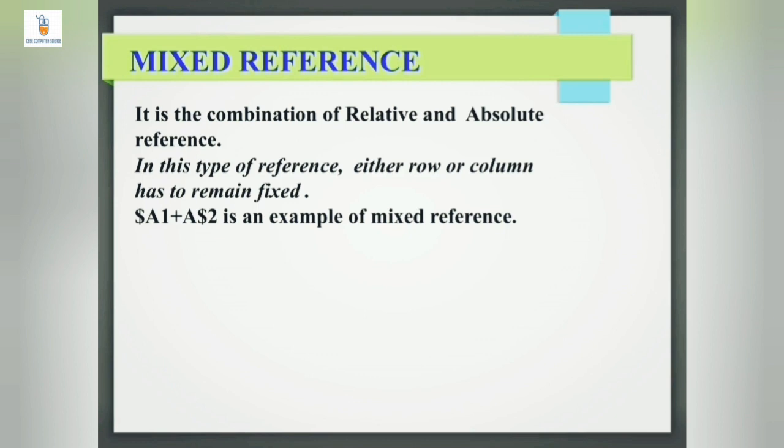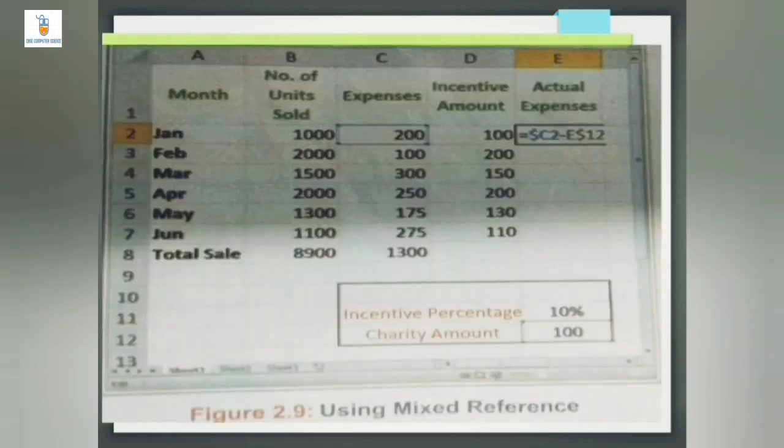Such type of referencing is known as mixed referencing. Now let's see mixed referencing with the help of an example. The same table we are considering here, in cell E2 we have typed equal to $C2 minus E$12.